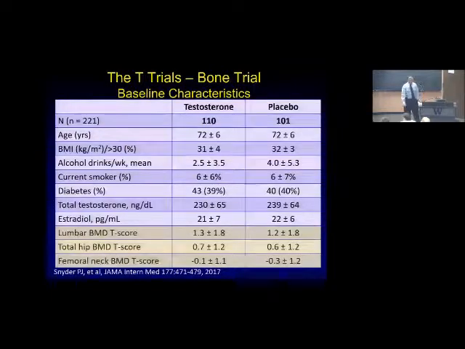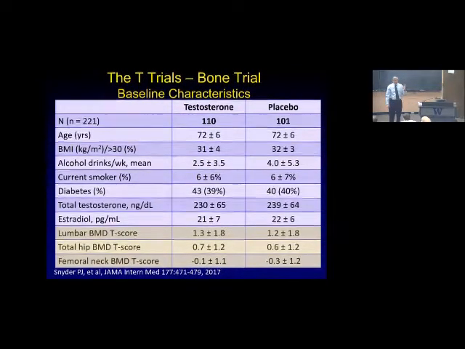What about the bone trial? I won't go through the characteristics, only to point out the fact in these last 3 rows here, is that the bone trial was done in a subset of individuals in the main testosterone trials that agreed to have a bone mineral density and that had evaluable vertebrae, lumbar vertebrae.